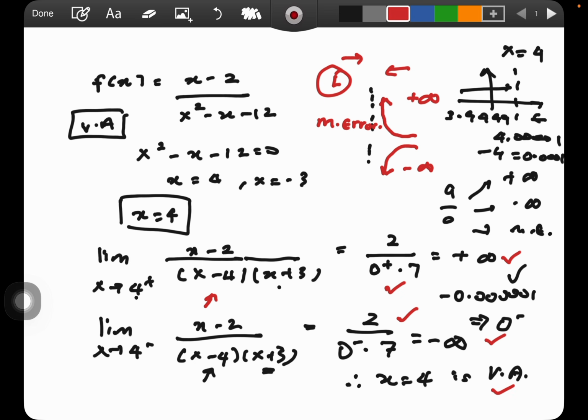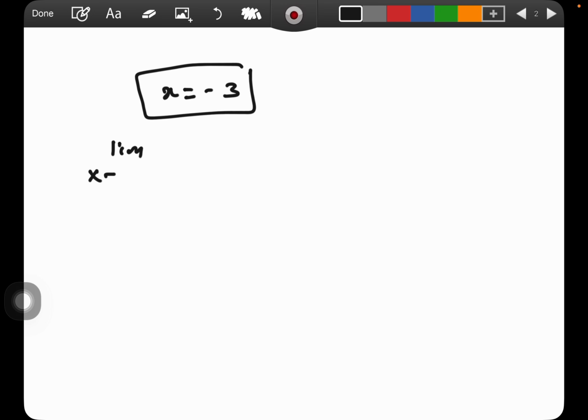Nice and easy, right? So now we're going to repeat for x equal to negative 3. Nanti we're going to use all these values in order to put it together for sketching of the curve. So now x equal to negative 3. So my function: limit x approaching negative 3 from the right, limit x approaching negative 3 from the left.